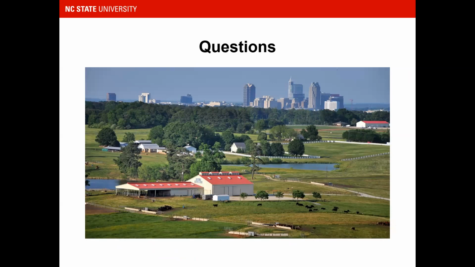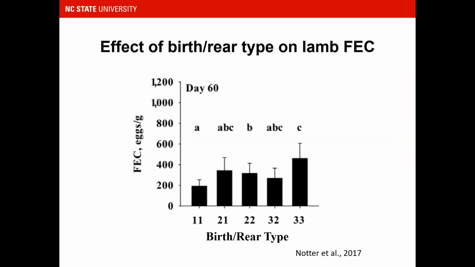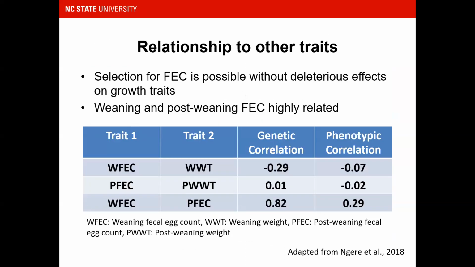Okay, the first question is, what breed were those genetic and phenotypic correlations from? Don't the small phenotypic correlations between fecal egg count and growth traits depend on environment? I would think they would be expected to be higher or more negative the more challenging the environment.